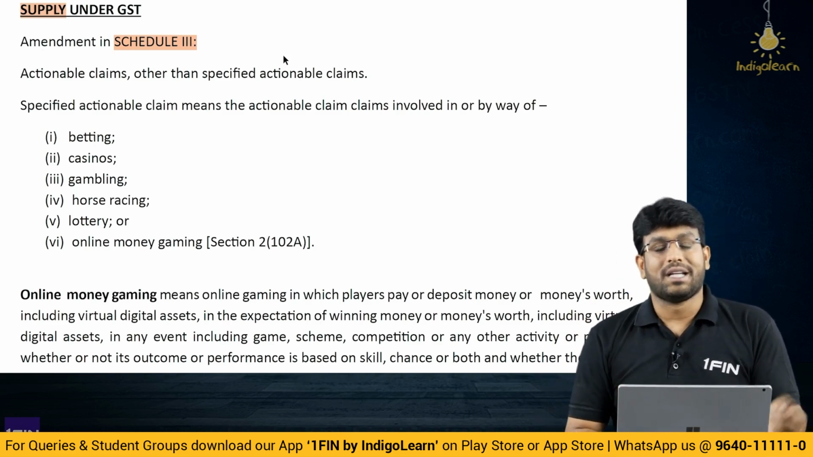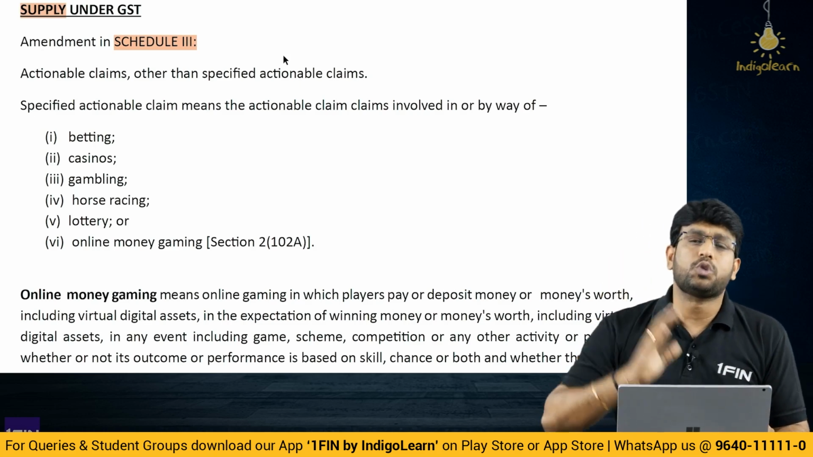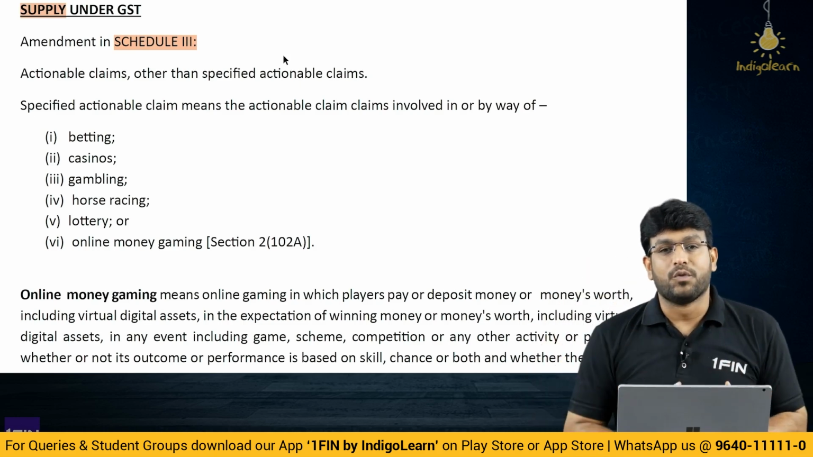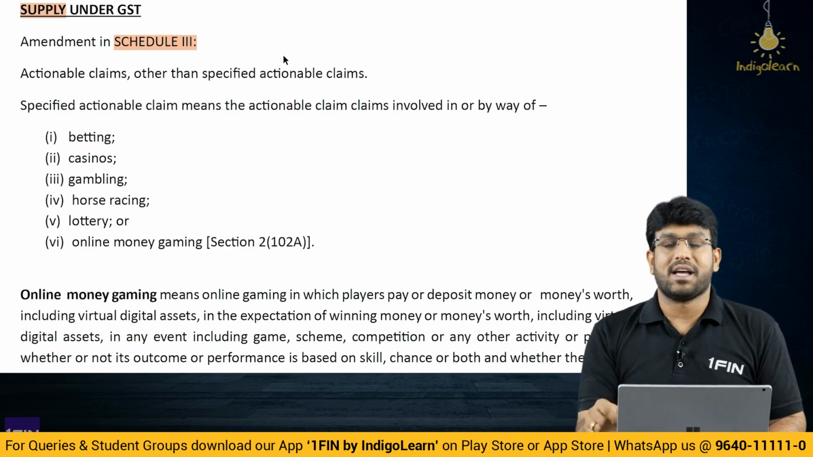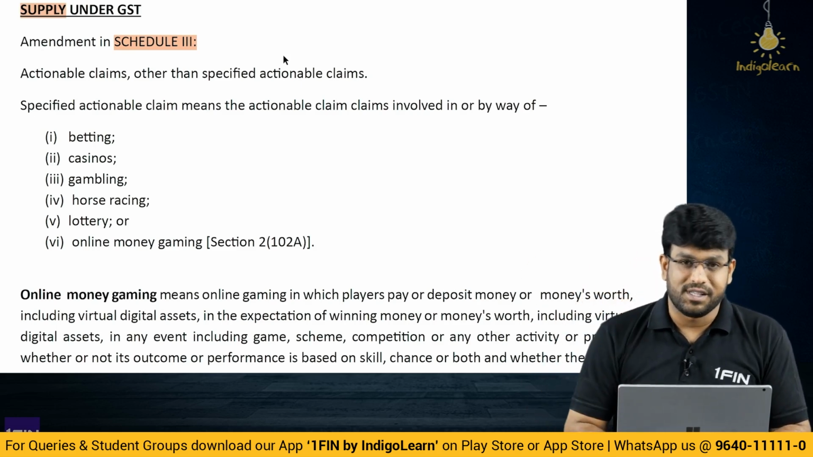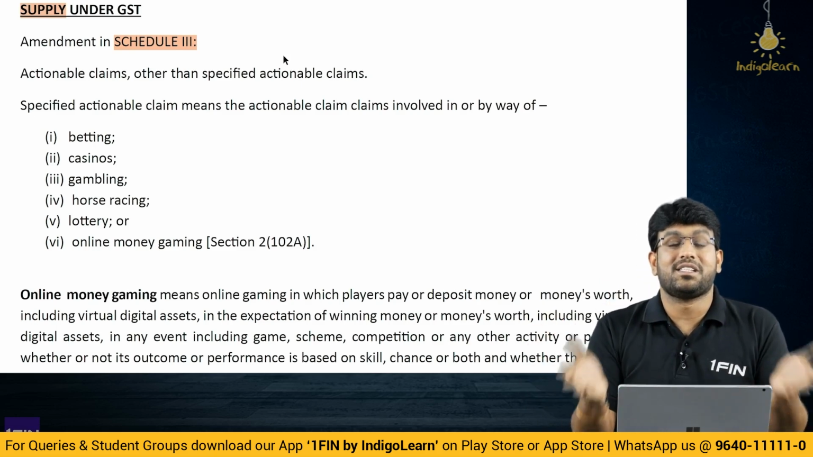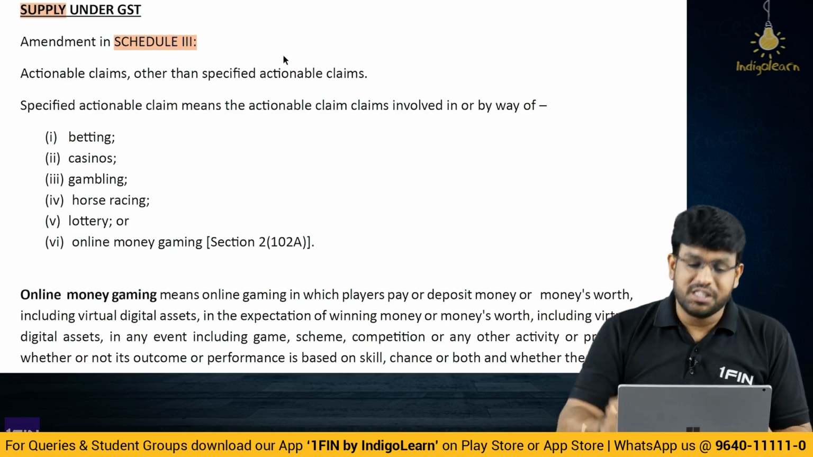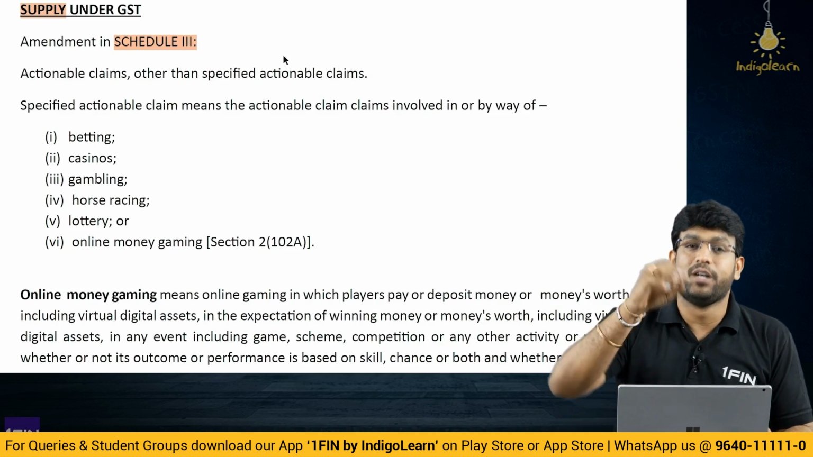Schedule 1 talks about transactions regarded as supply even though there is no consideration. Schedule 2 talks about what are regarded as supply of goods, what are regarded as supply of services. Schedule 3 talks about the transactions which are neither regarded as supply of goods nor regarded as supply of services. That means if it is not a supply of goods, it is not a supply of service, then GST will not apply. In that, one interesting point we had before was actionable claims other than betting, gambling, lottery.